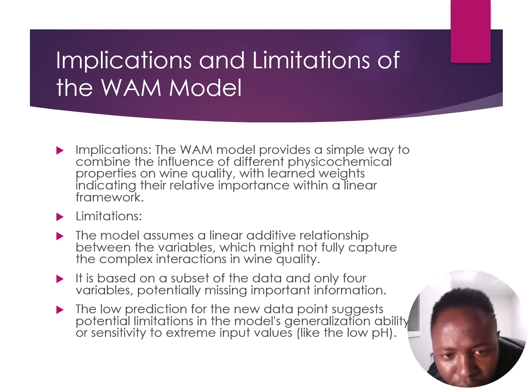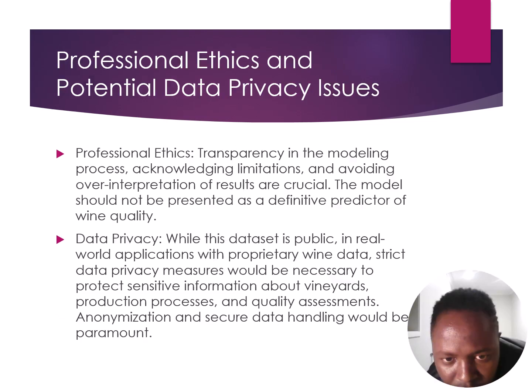Implication or limitation of the WAM model. So on this, I found out that the implication: the WAM model provides a simple way to combine the influence of different physicochemical properties on wine quality with learned weights, indicating their relative importance within a linear framework. Limitations. The model assumes a linear additive relationship between the variables, which might not fully capture the complex interaction in wine quality. It is based on a subset of the data and only 4 variables, potentially missing important information. The low prediction for the new data point suggests potential limitations in the model's generalization ability or sensitivity to extreme input values like the low pH.